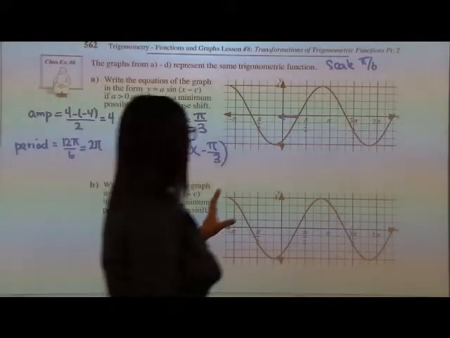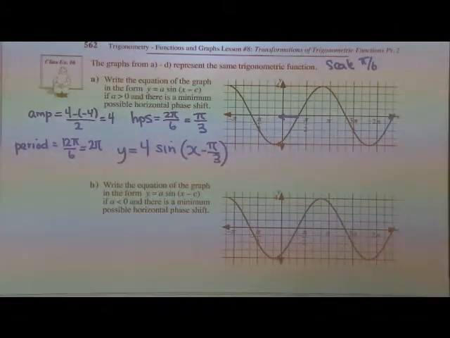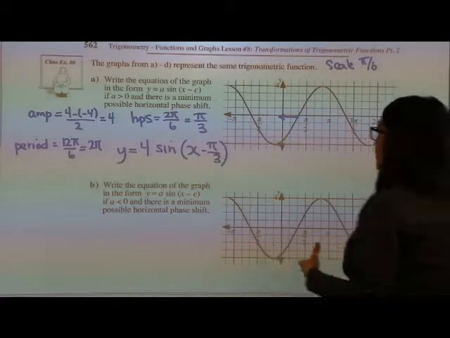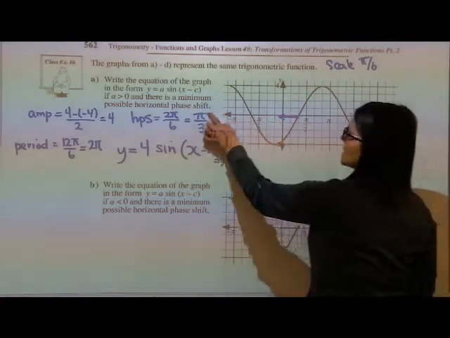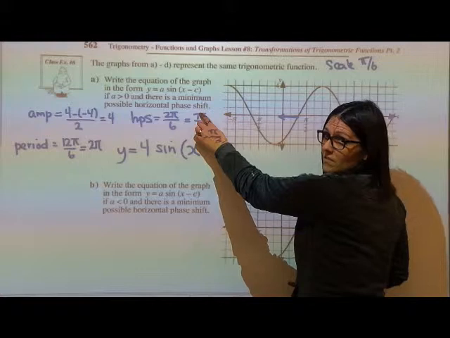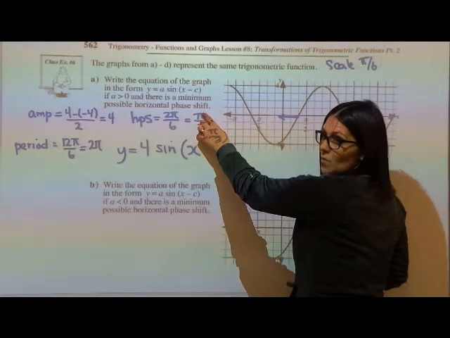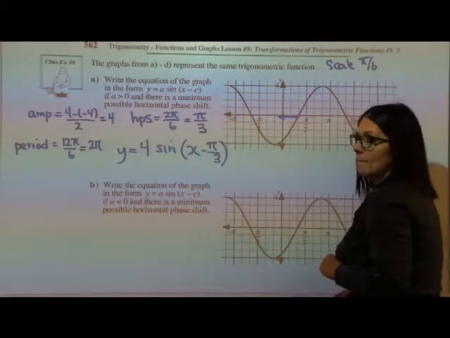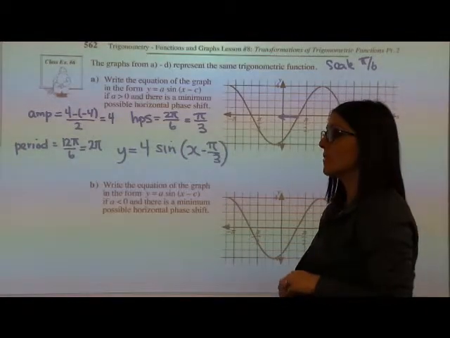And when we say the minimum possible horizontal phase shift, it's because I could slide way back over to here. If I went over to here, that would also be a phase shift. Okay? So all this stuff I put in the formula.